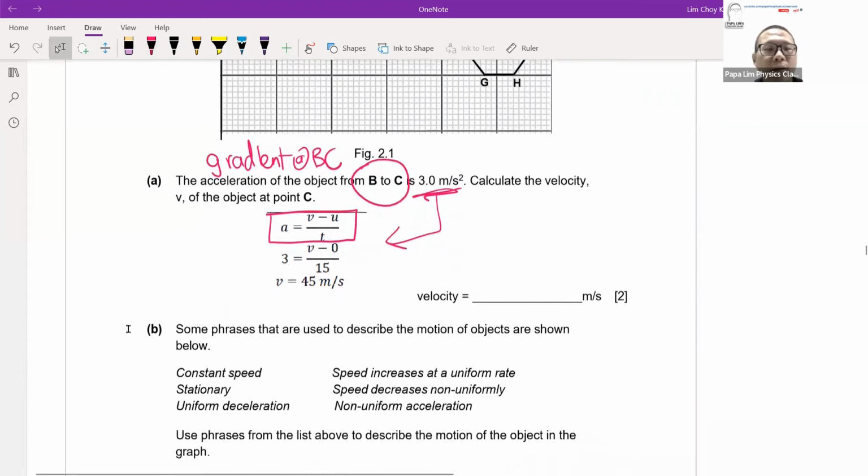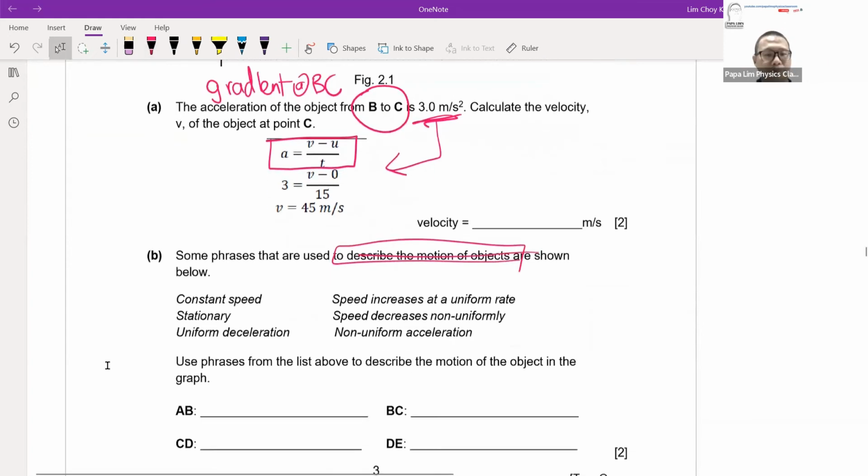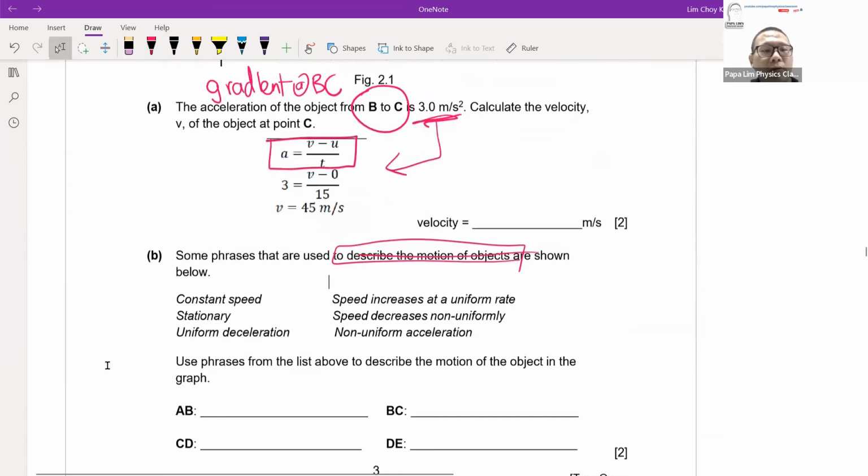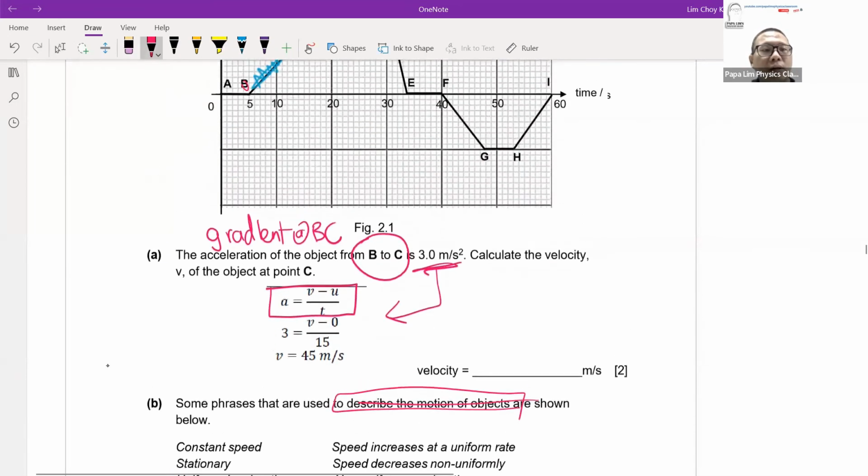Then after that, some phrases to describe the motion. When we talk about motion, we are looking at the acceleration. So here I will leave the answer to you. For example, when you're looking at AB, AB is a horizontal straight line.